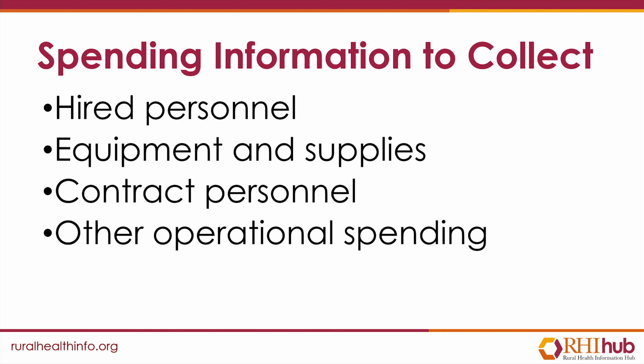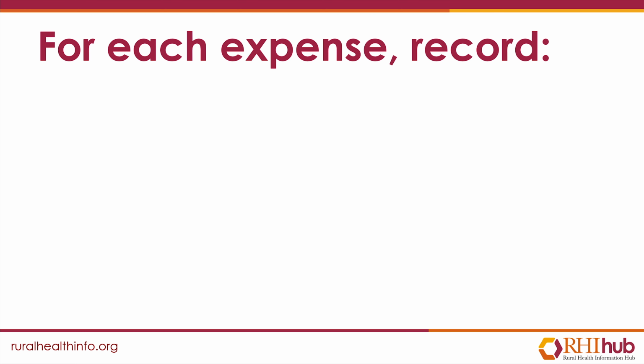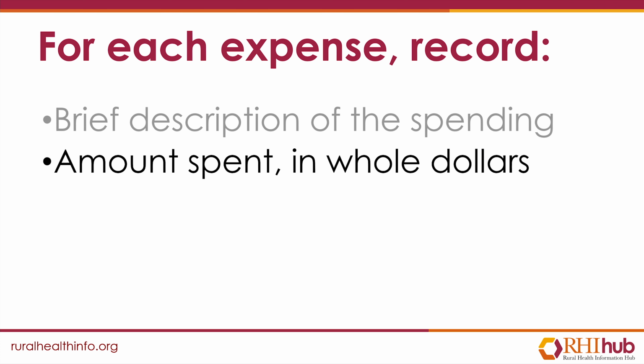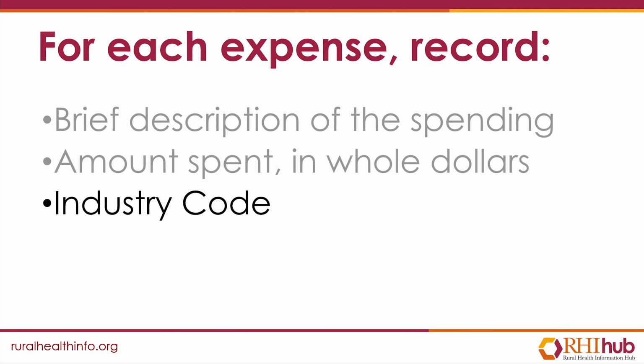You'll be recording your spending for 4 categories. Each spending item should go in the category that is the best match. You'll need to account for all of the funding dollars entered for the budget period in order to generate an economic impact report. As you start filling in the spending categories, you'll record the same types of information for each expense: a description of the expense, the dollars spent, and the industry code.